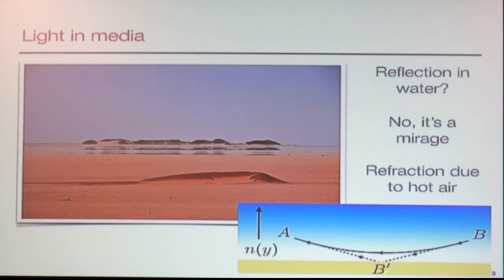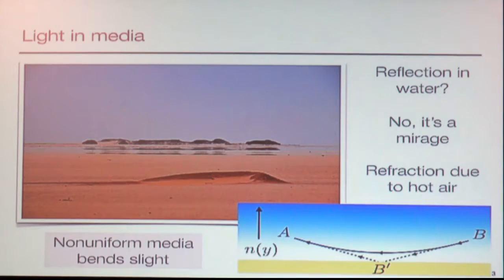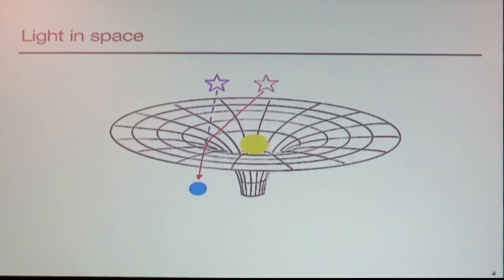We think that light is coming from B prime because we extrapolate. We see light coming from that direction, so we think it originated here in B prime, but it's just because the refractive index is changing due to temperature. Okay, so light bends, the non-uniform medium bends light, and there is this other aspect that also bends light. So it's the same principle as this optical illusion.